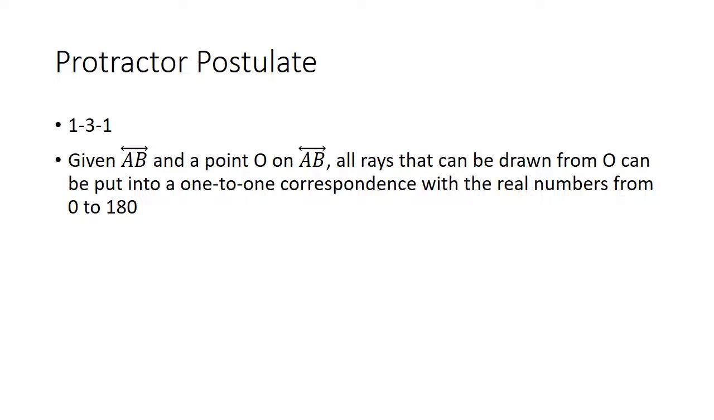This is a postulate called the protractor postulate, just because it has to do with how you would use a protractor, similar to how you would use a ruler on measuring a line. Let's say you are given a line AB, and a point O on line AB. All the rays that could be drawn from O can be put in a 1-to-1 correspondence with real numbers. So let's say we drew a ray out here, and here, and here, and here. All of these could be put into a 1-to-1 correspondence with real numbers.